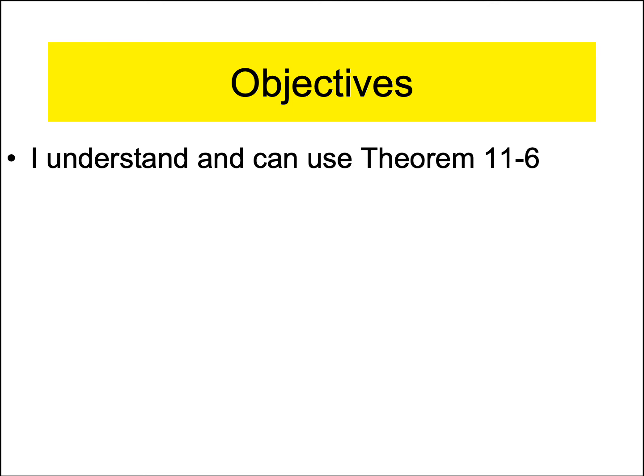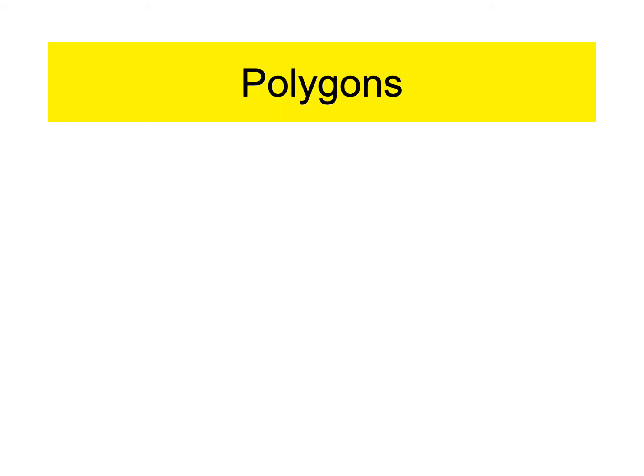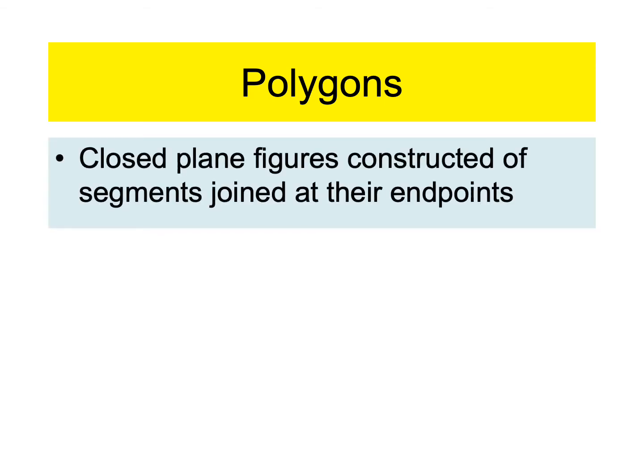All right, so it's just one theorem. It seems like we're following a pattern. We're only getting one theorem a day type thing. Okay, so here we go. Think about this. We've talked about polygons. These are closed plane figures constructed of segments joined at their endpoints. We've studied many of them, a triangle being one of them. A triangle is made up of 3 segments, and those segments are joined at their endpoints.